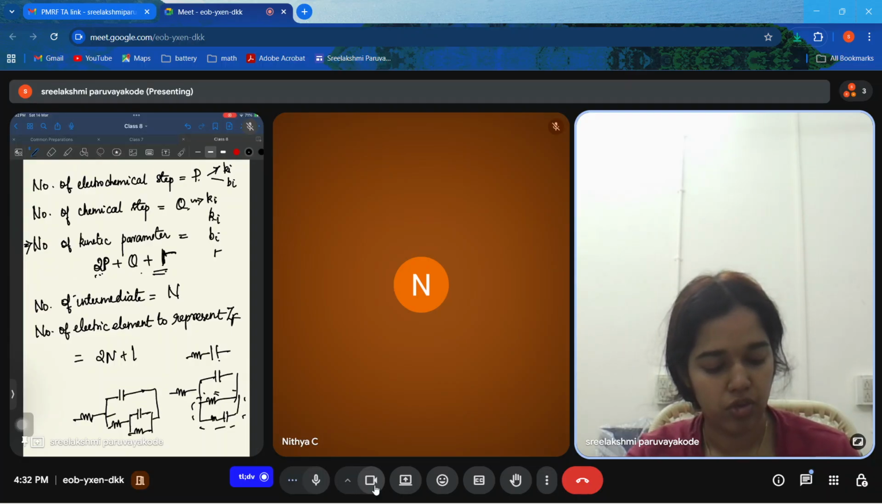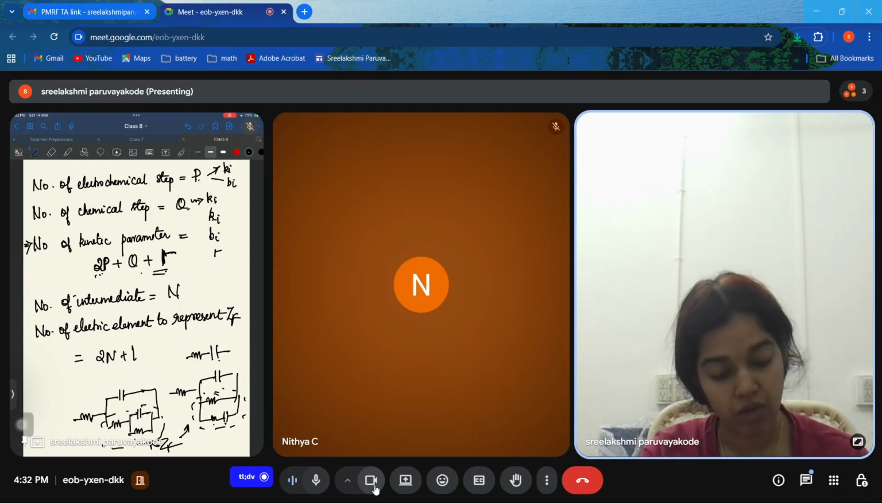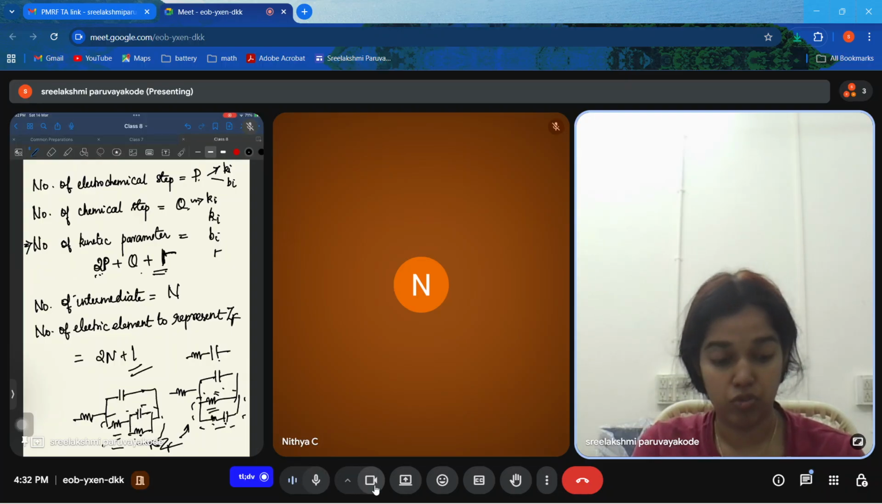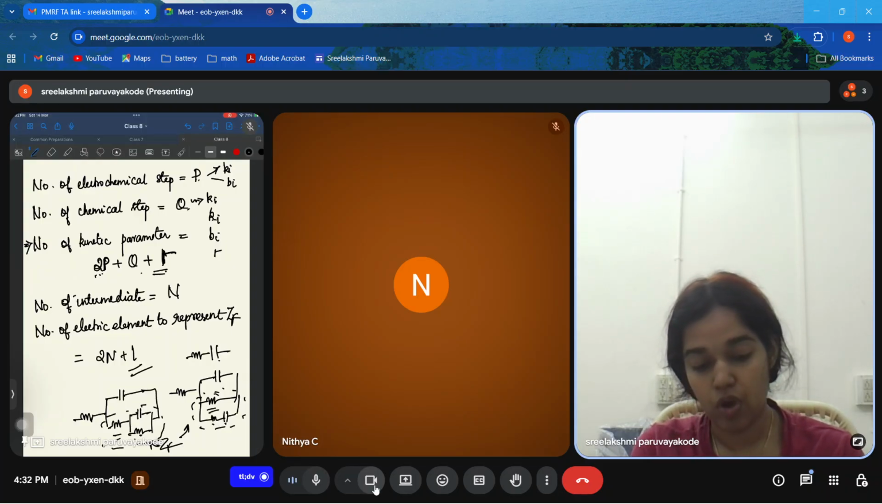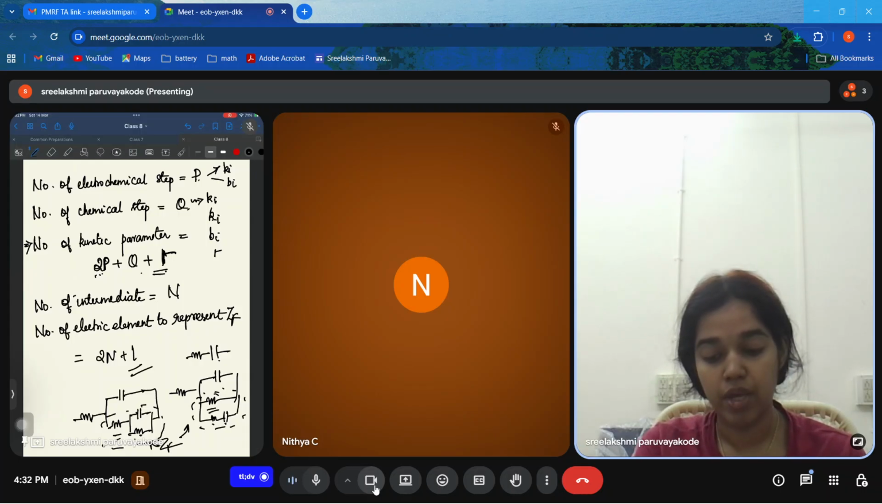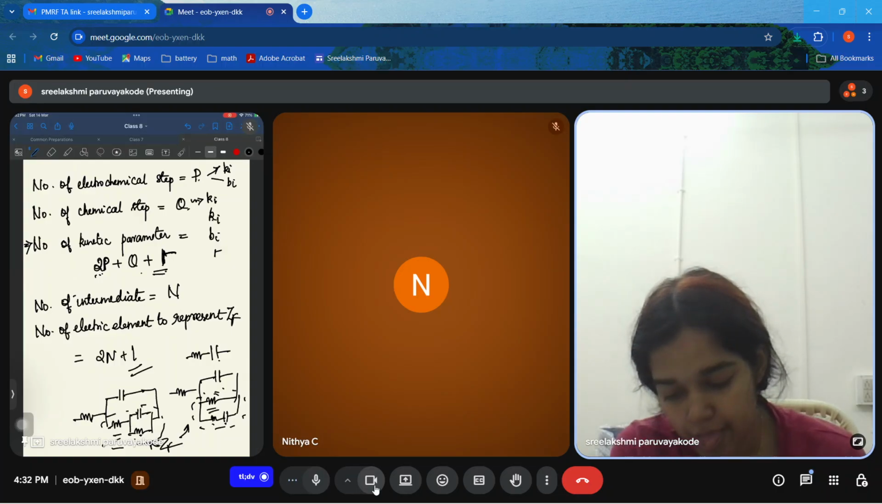Even in the ladder, like this, right? For a single adsorbate, this entire thing becomes part of ZF. This entire thing becomes a part of ZF. So for each adsorbed intermediate, you have one RC in parallel or one RC in series. Along with that, you will have one additional resistor. That one comes with the 1. So it is 2n plus 1. So we already said the number of electric elements should be greater than the number of kinetic parameters.